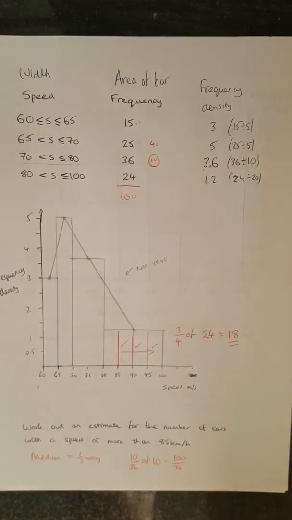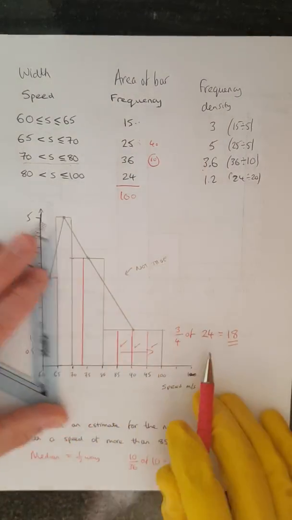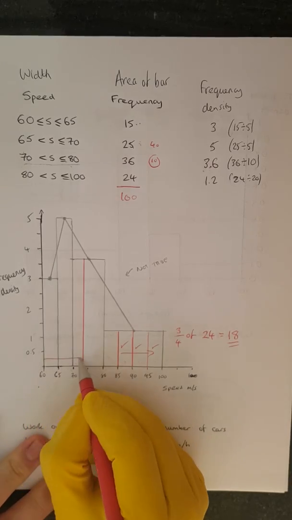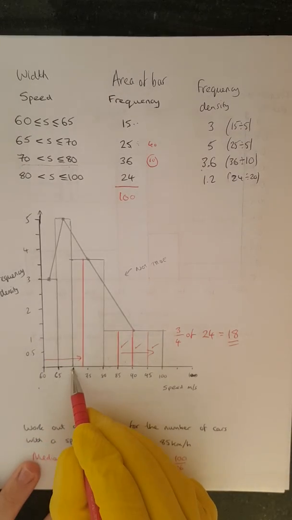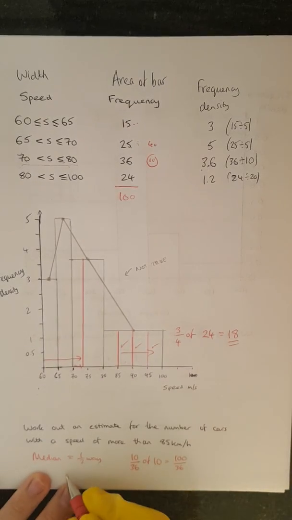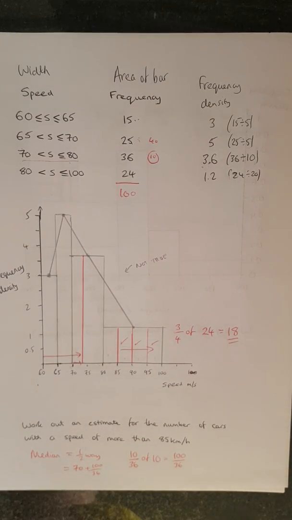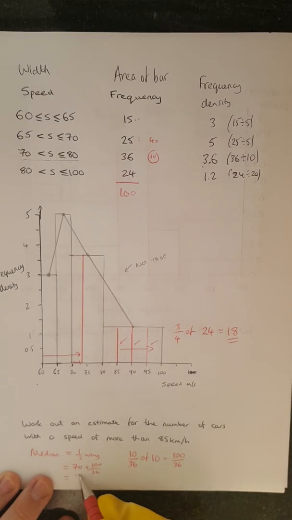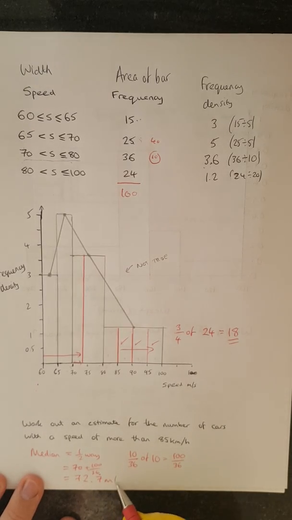Now, that's how far into this category you need to go. So it's somewhere like here. What you then want to do is add up the frequency all the way up to there, or add up the value along here all the way up to there. So it's 67 up to 70, and then you add on this bit we've just worked out. So the median would be 70 plus 100 over 36, which, checking it on my calculator, is 72.7 recurring meters per second.